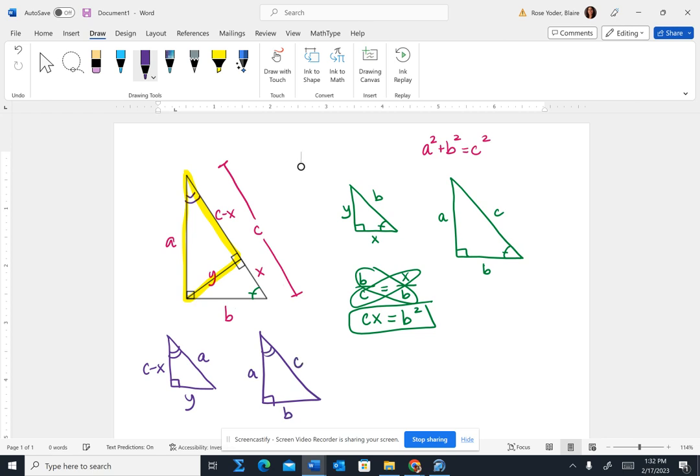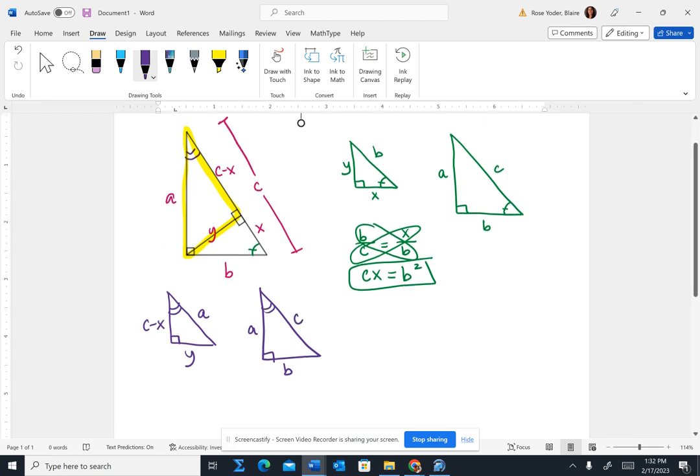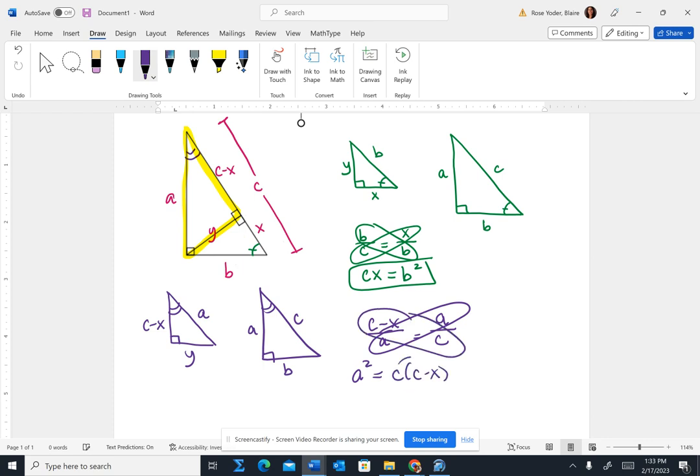A, B, and C. And I'm going to make another proportion and cross multiply. So I'm going to skip the side with the Y again, and I'm going to say C minus X goes with A, and A corresponds with C. And then I'm going to cross multiply. A squared equals, and then for this one I have to distribute, C times C minus X. So A squared equals C squared minus CX. All right, I'm going to put a box around it, and now I'm going to hold that thought.